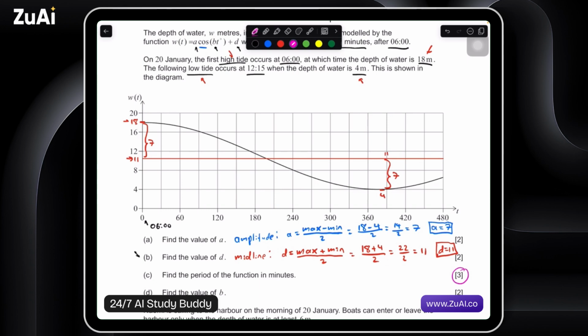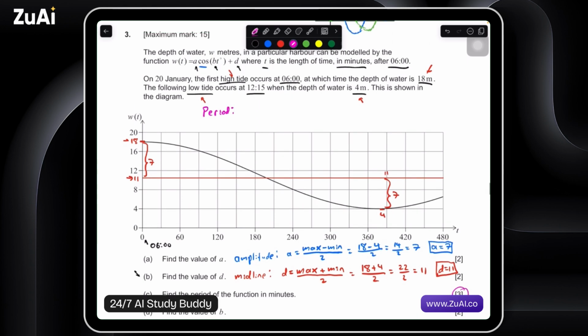So let's ask ourselves the question. Going to need a little more space, I'm going to write it up here. The period, the time taken to go from one complete cycle. So we know we have a high tide, which occurs at 6 in the morning. So right here, this is 6 in the morning. Here it is as well, 6 in the morning. And then all the way here, we have our low tide.